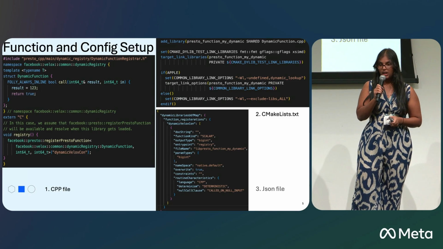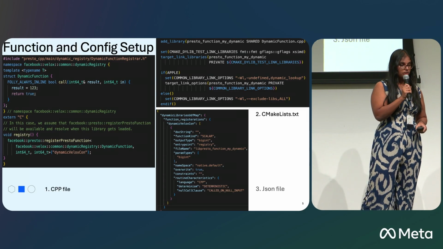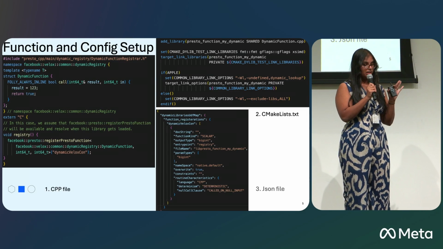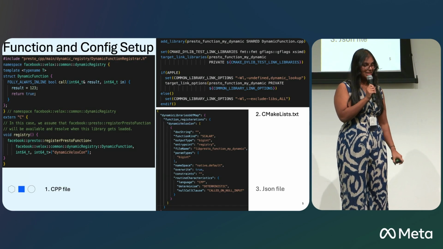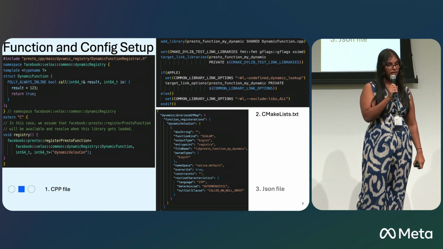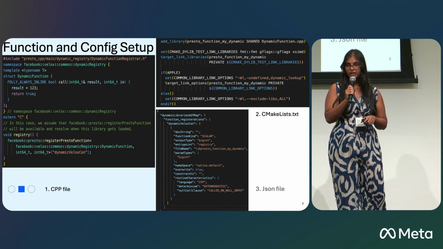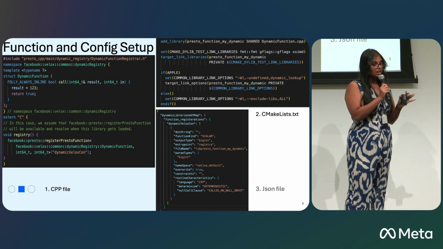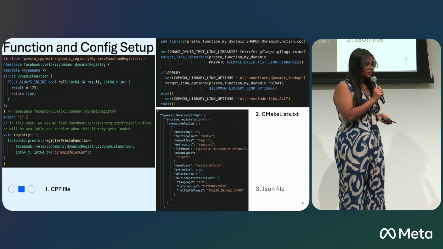Okay, so I know this looks like a lot of code, but let me walk us all through this. So I labeled everything 1, 2, 3. So the big one is the CPP file, the C++ file. Next to it, we see the CMake list, and underneath, there's a JSON file. So these three elements are going to be needed for you to get started with these UDFs.